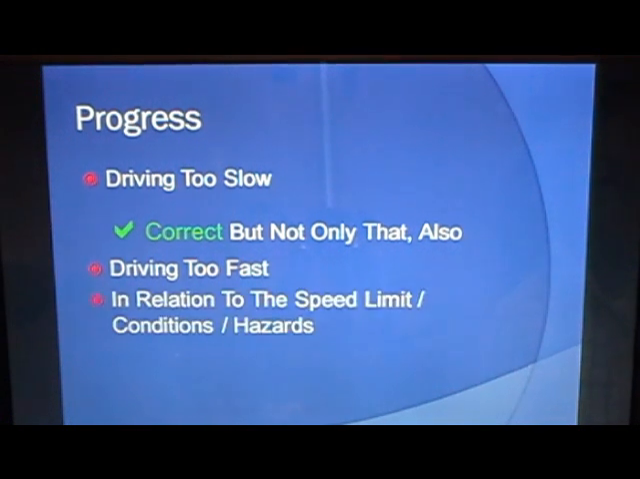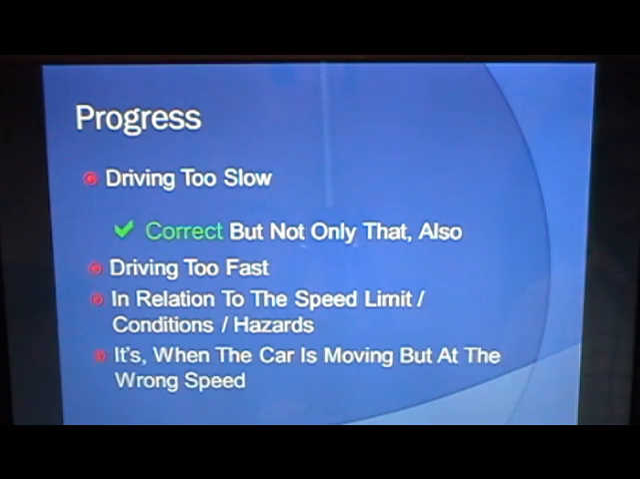So a good way of thinking of it is it's in relation to the speed limit and the conditions and the hazards, not just the speed limit, but it's when the car is moving, but it's moving at the wrong speed for the speed limit, the conditions or the hazards. So it's either going too fast or too slow for those conditions. And the best way to see that fault is just think about the way that you would be driving through that situation. If it feels too fast or too slow compared to what you would do, then you've spotted the fault.